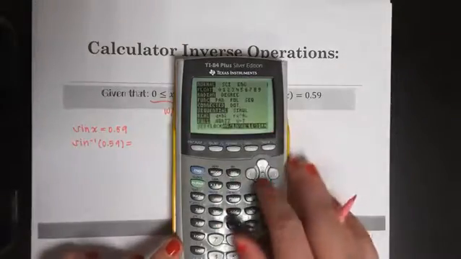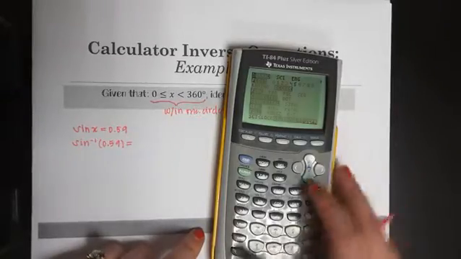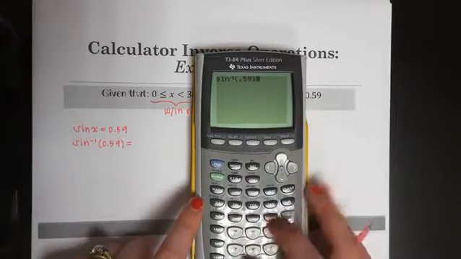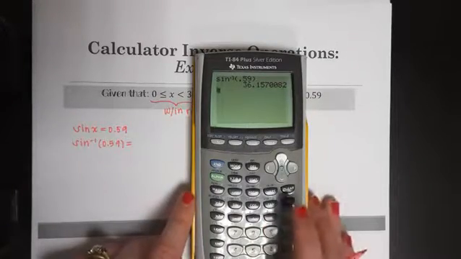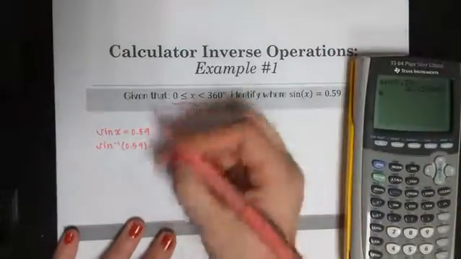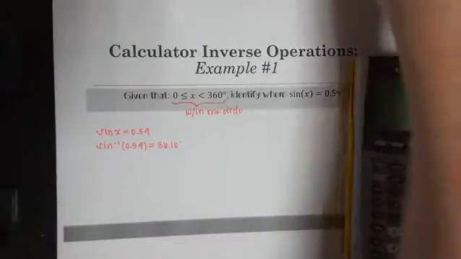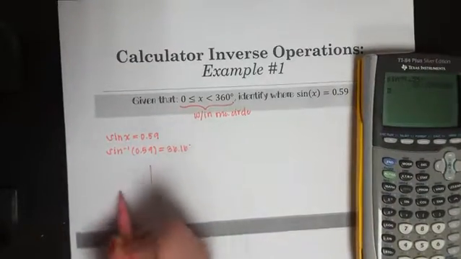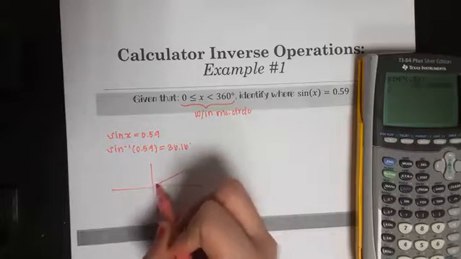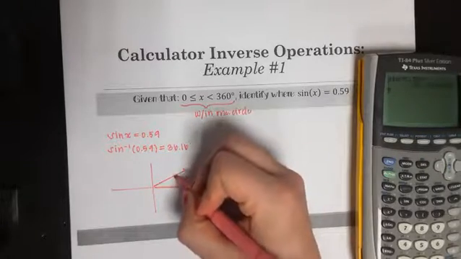Here, I need to make sure I'm in degrees because I'm being asked to work in degrees. So I say the inverse sine of 0.59, and I get out the value of 36 point, and let's round to 2 decimal places, so 36.16. So I've got 36.16 degrees. Now, if I think about my circular reference frame, that means I'm over here in quadrant 1. So I have my initial side at 0, and then I've gone 36.16 degrees.